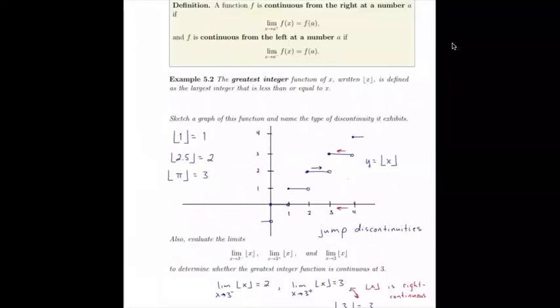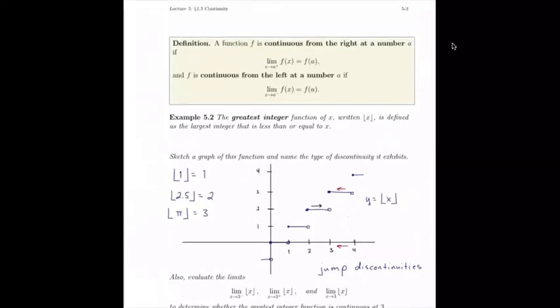Classifications of discontinuities. Okay, so the idea of being continuous from the right or continuous from the left at a number A, just like having a two-sided limit with one-sided limits connected to it, we can be left-hand or right-hand continuous, or one-sided continuous at a number. So these definitions are given as this, right?